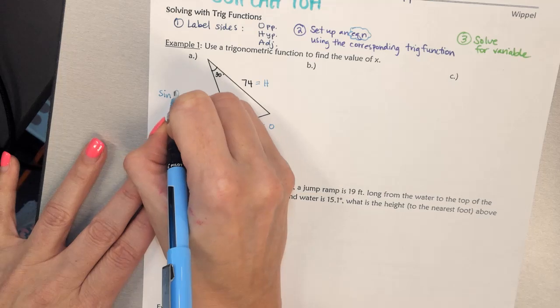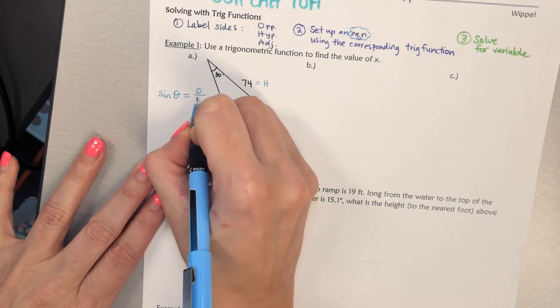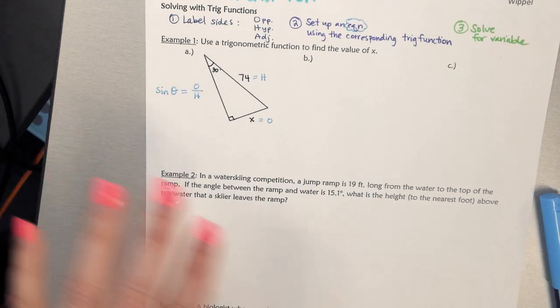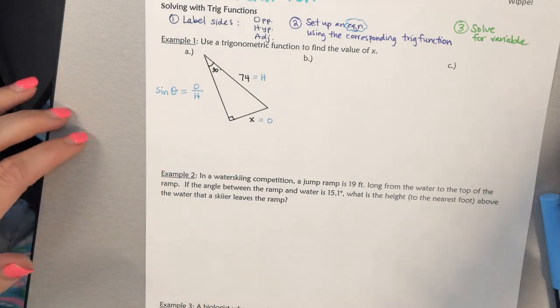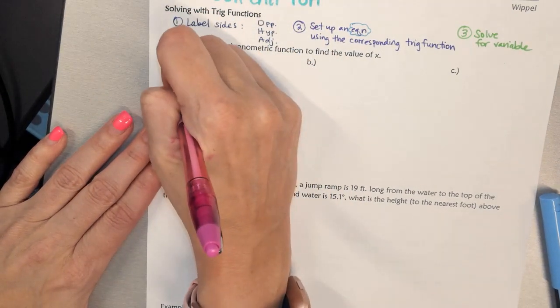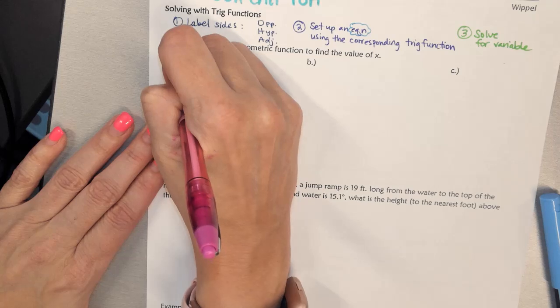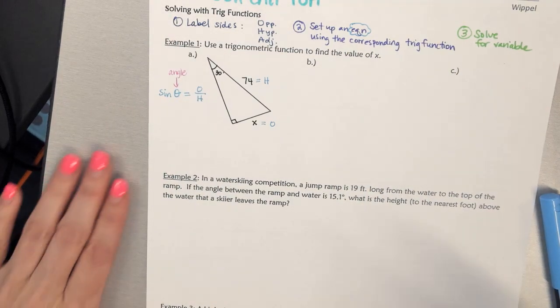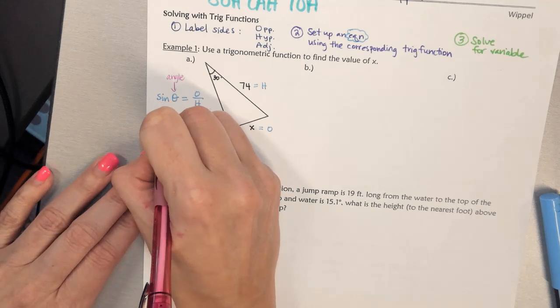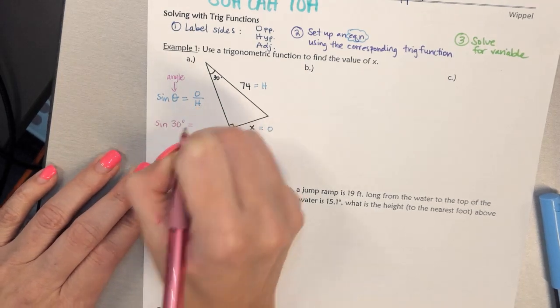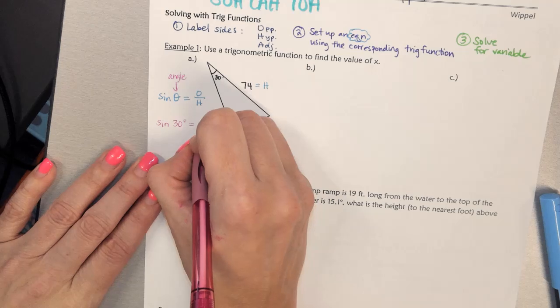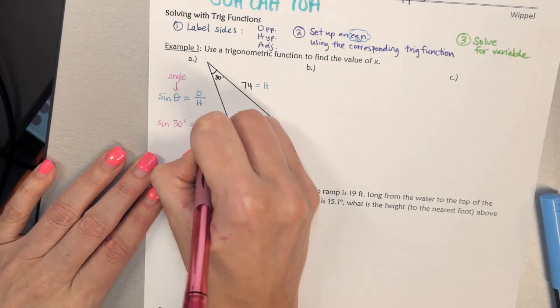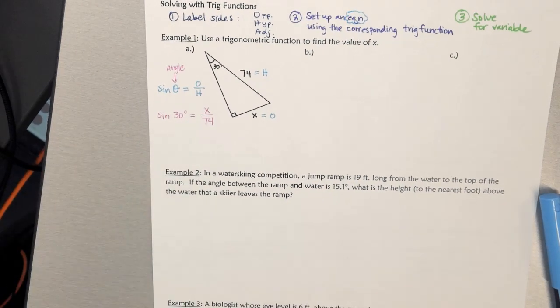So it's the sine of theta equals O over H. O and H are side lengths, and the theta value is your angle. This is where you're going to plug in your angle measure. What I need to see is you have this equation: the sine of 30 degrees equals x over 74. You have to show that in your work.